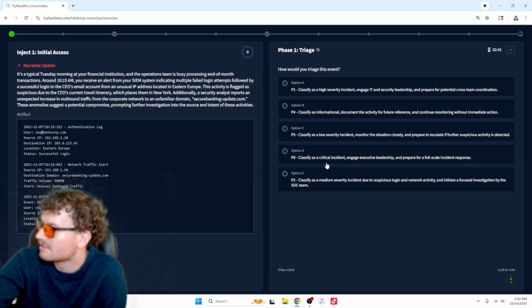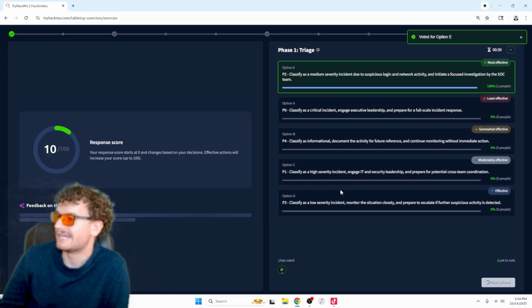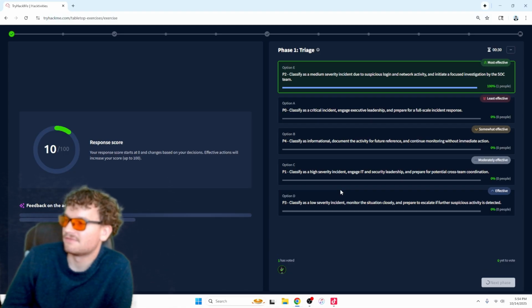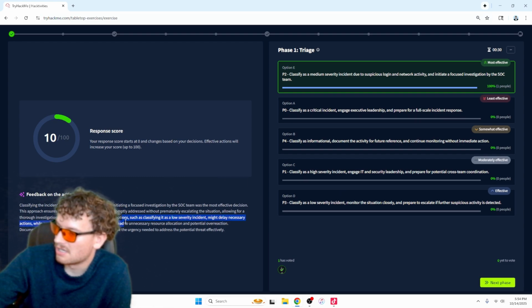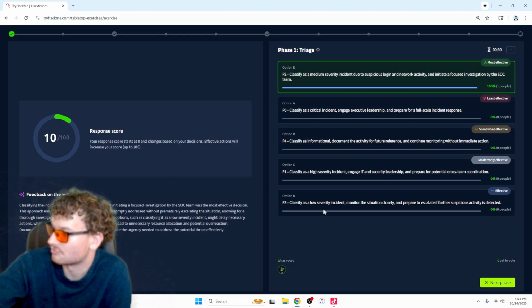How would I triage this event? I would classify it as medium severity, because it is suspicious and warranted enough for an investigation by the SOC team. I wouldn't classify it as critical or high severity just yet. TryHackMe says that critical is the least effective and high is moderately effective. The reason TryHackMe gives is unnecessary resource allocation and potential overreaction, which I don't think is an overreaction because it's pointing to potential data exfiltration, and the IP address is from Eastern Europe. But then, like I said, a VPN can easily trigger that alert as well.